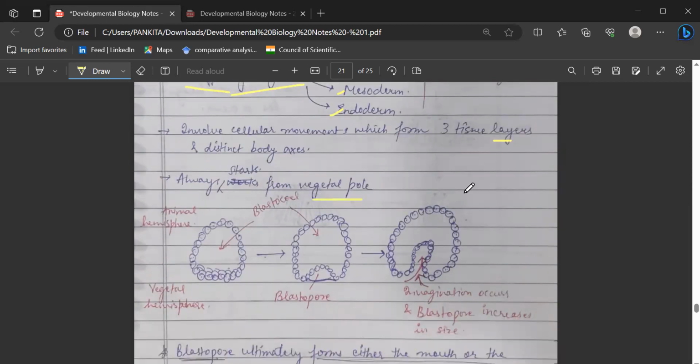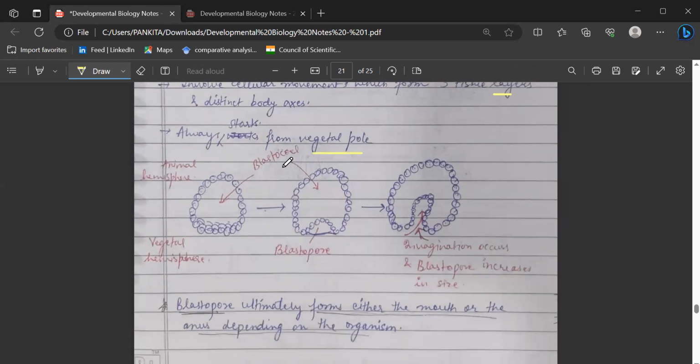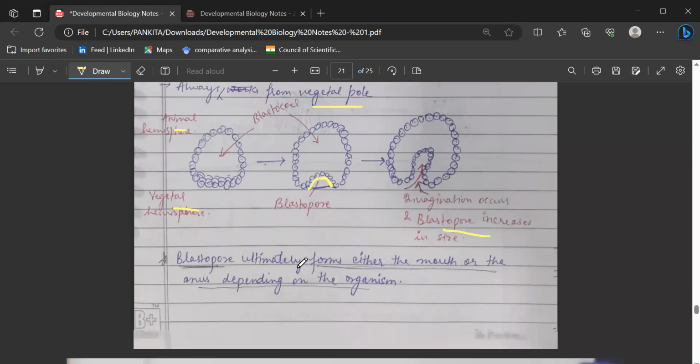It always starts from the vegetal pole. Gastrulation always starts from the vegetal pole. As you can see, this is the blastocele, this is the blastula stage, and this is the animal pole, and this is the vegetal pole. In this case, the blastopore starts to form by the invagination of the cells from the vegetal hemisphere, and it keeps on invaginating. The invagination keeps on happening, and the blastopore increases in size.